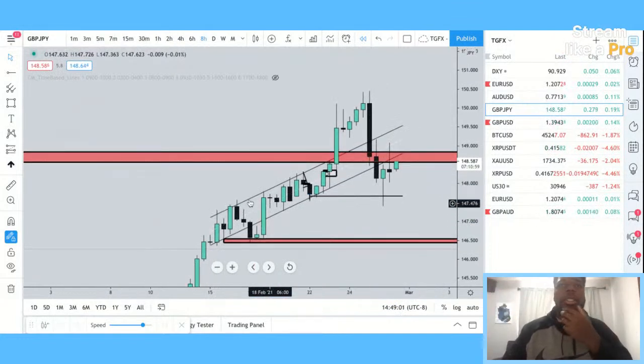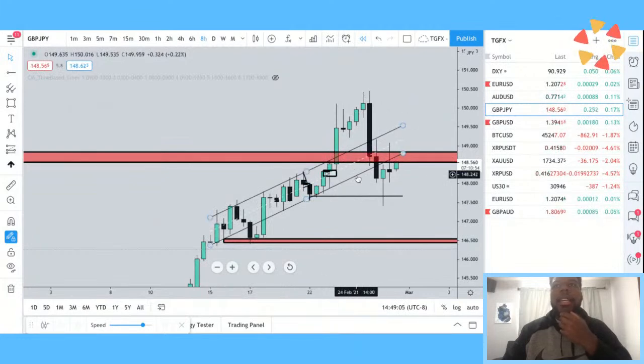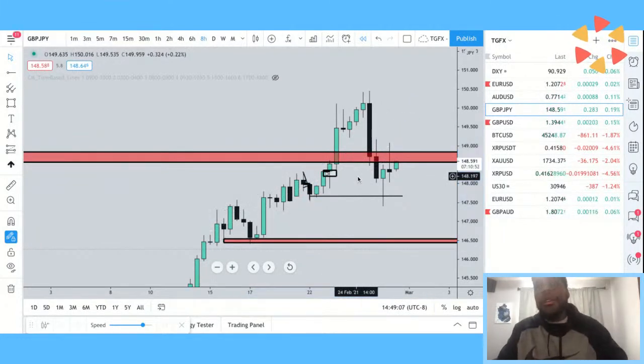But nonetheless, you can see we had this little channel being respected here. We had a higher low to a higher high. We broke above this daily zone here.